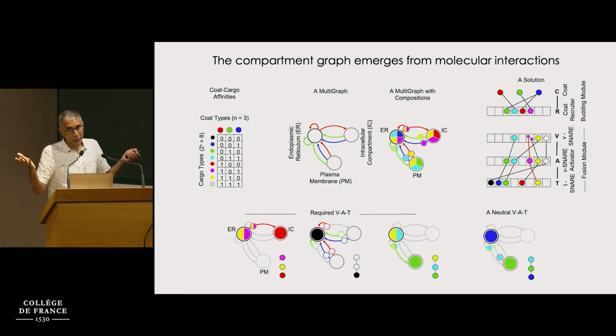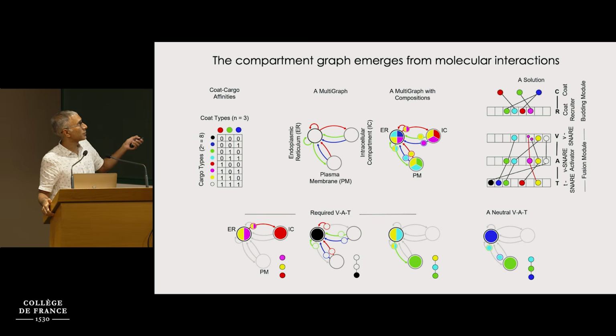And so if there are 3 coats, for example, then there are only 2 to the 3, which is 8 types of cargo. There's one type of cargo that doesn't travel anywhere. There's one type of cargo that goes on any bus, and so you'll find it everywhere. But then there are other types of cargo which I've colored in the obvious way. So for example, the yellow type of cargo likes the red bus and the green bus, and therefore will only flow on those edges.